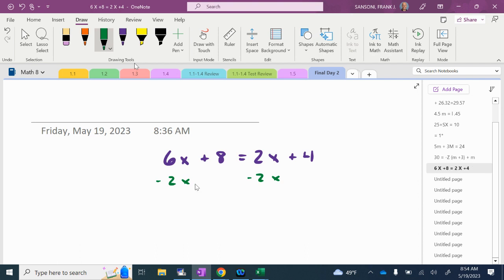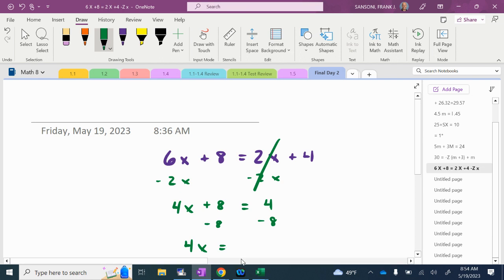What is 6x minus 2x? 4x. So I have 4x. Still have plus 8. What happens here? Gone. Equals 4. So the goal is to get the x by itself. So you say subtract 8, right? So I'm going to subtract 8 from both sides.